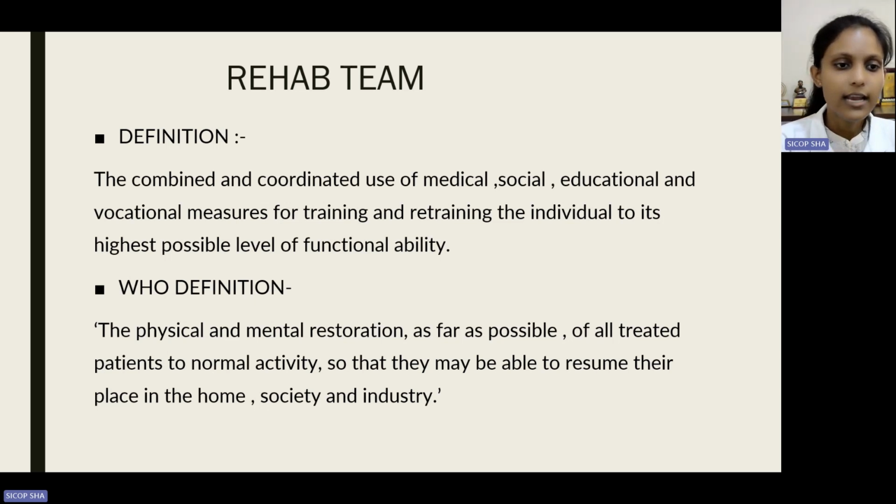The WHO also defines rehab as the physical and mental restoration, as far as possible, of patients to normal activities. Whatever activities he needs to do in his daily life, the rehab team is formed based on the activities which he is unable to do, so that they may resume their place in the home, society, as well as industry. So, at the end, the goal of the rehab team is to make the person independent in doing all his ADLs, all the activities he used to do earlier. After the rehab is done, he must be able to do the things independently.